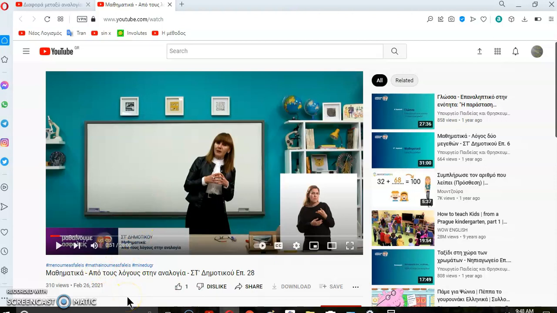So she says, what are ratios? They are the comparison of two magnitudes, megethon, and what relationship, schesi in Greek, schesi means what relationship do they have?